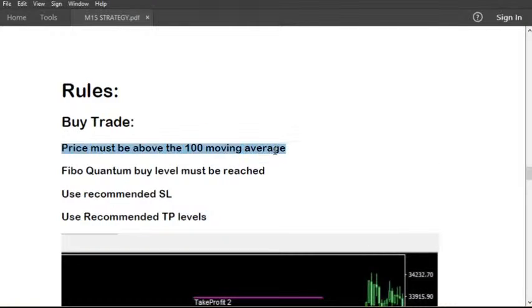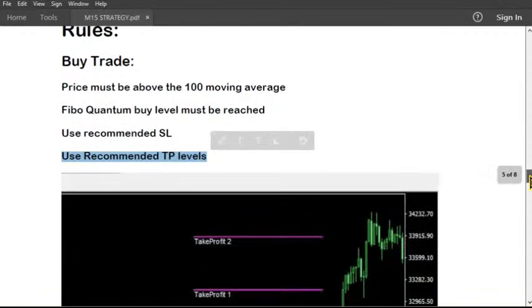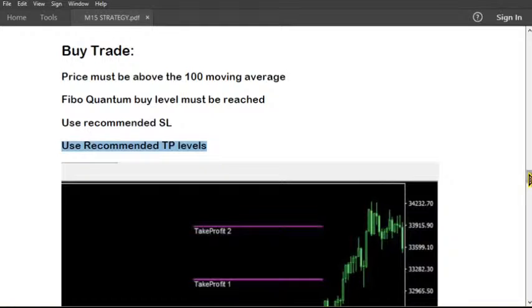The price must be above the 100 period moving average, and then the buy entry must be reached, and then you should use the recommended stop loss and the take profit levels as given by the system. Okay, so now I'm going to open up MetaTrader 4, and then we are going to get started there.